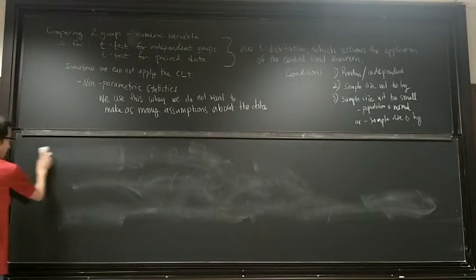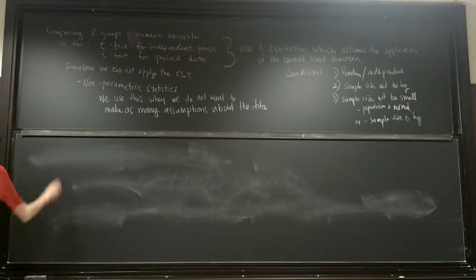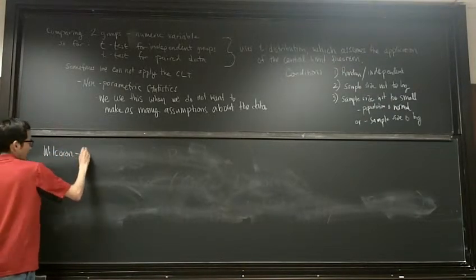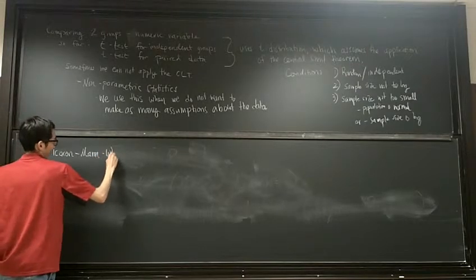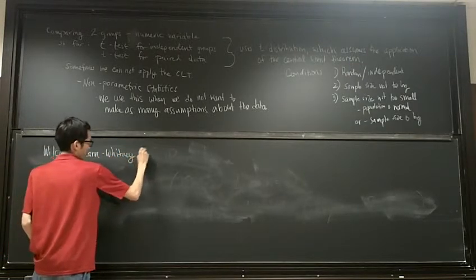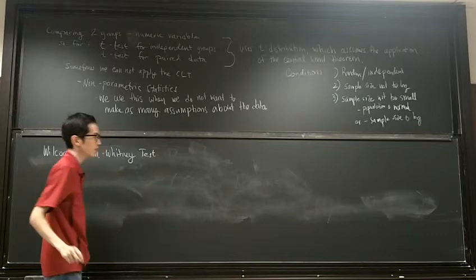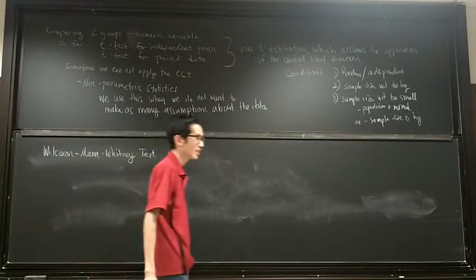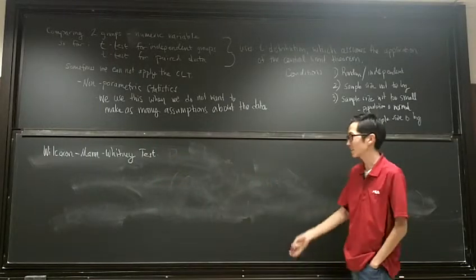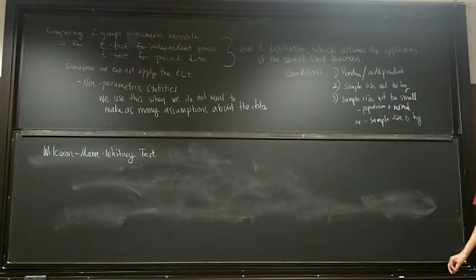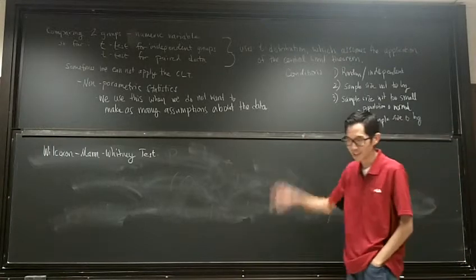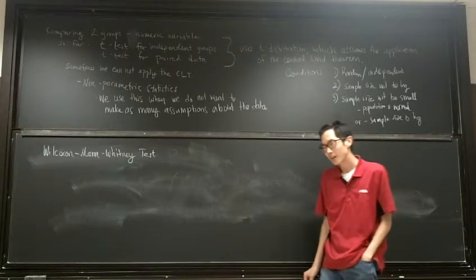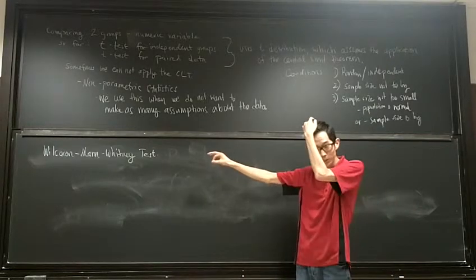The test we're learning is called the Wilcoxon-Mann-Whitney test. Apparently, three different people worked on this and came up with this test, and they all wanted to get credit for it. Okay. And this is what our book teaches.